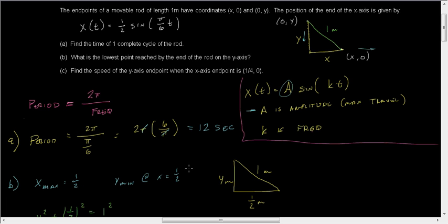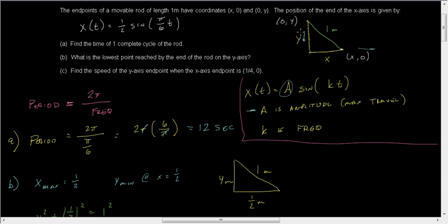In parts A and B, we found the time of one complete cycle of the rod, so we found its period. And in part B, we found the lowest point that y reaches. In essence, we found the maximum travel of the entire rod. In part C, it's asking us to find the speed of the y-axis endpoint when the x-axis endpoint is at (1/4, 0). We've talked about it: x max, the maximum value that x can travel, is 1/2, and so this is about halfway through.